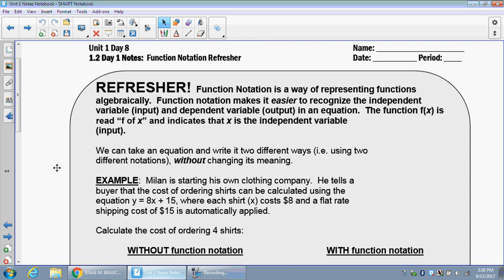1.2. So we are officially starting our next section of our workbook. But before we get into this section, into the new learning, we're going to make sure that we are solid on our function notation skills, which is why, as you notice, in the big capital letters here it says refresher.